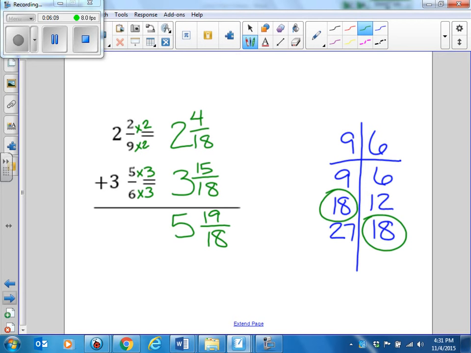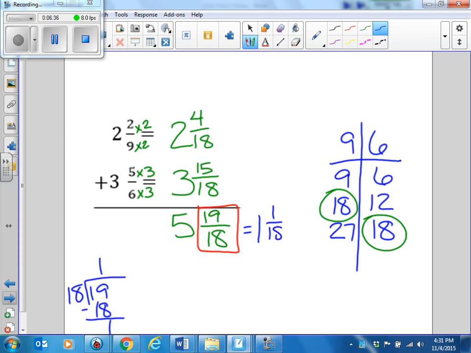Now here's where our regrouping comes into play. So we're going to look just at this part. Okay, we're just going to look at the 19/18. And we have to simplify that to be an improper fraction. And we can divide it out if you need to. Okay, so it's 1 and 1/18. So this part right here equals 1 and 1/18. But we still have this 5 over here, so we have to put the 5 and the 1 together. So our overall answer is 6 and 1/18.